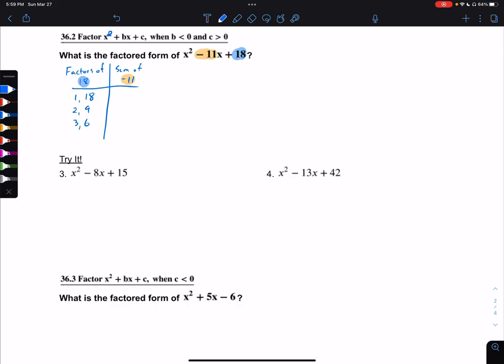And what I can do is, let's say we make the 1 negative. Well, negative 1 times 18, if we multiply these, that gets us negative 18, which is not what I'm looking for, right? I have a positive 18. So you're going to have to make both factors negative. So negative 1 times negative 18 does give you a positive 18. Negative 2 times negative 9, negative 3 times negative 6.